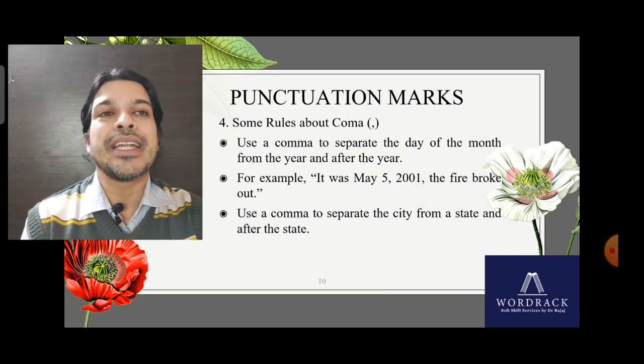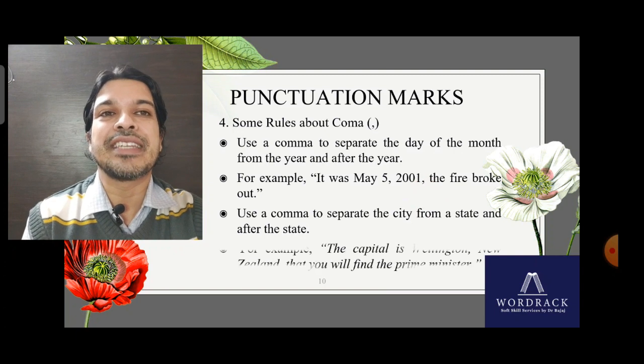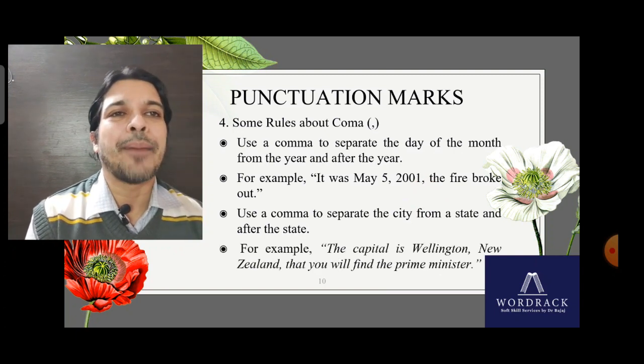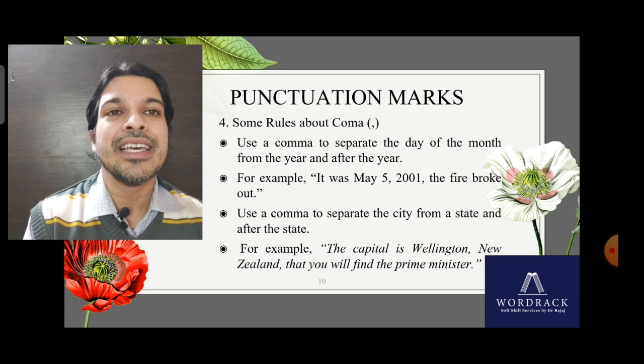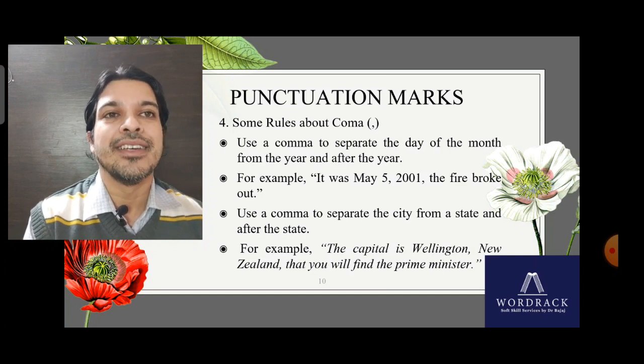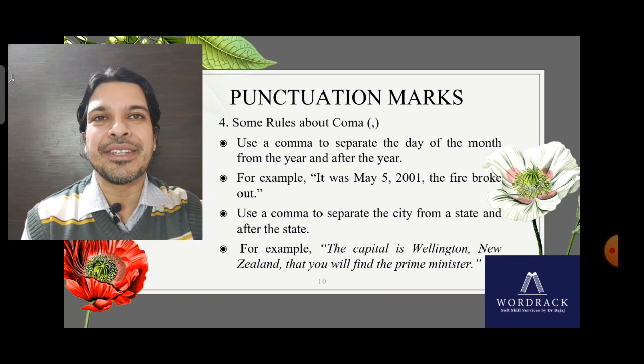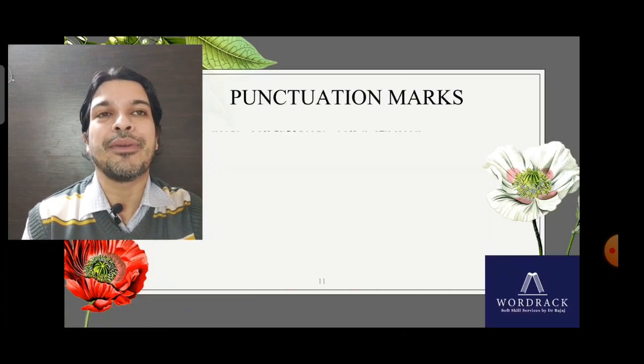Use a comma to separate the city from a state and after the state. So here's the example. The capital is Wellington, New Zealand, where you will find the Prime Minister. So it's clearly understood, so I move forward very quickly.